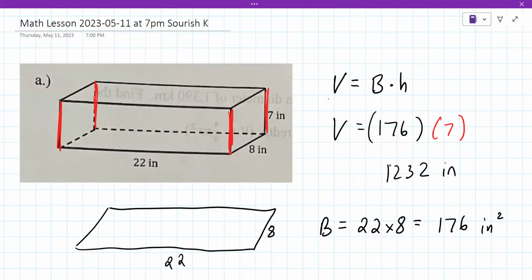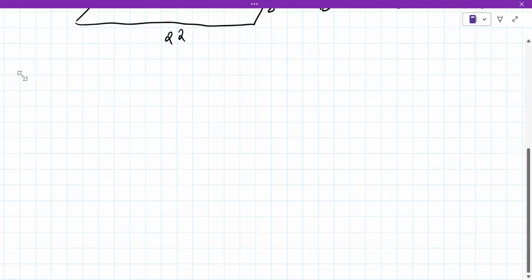Squared. That's area. Cubed. Cube. Very good. All right. So now we can do surface area. So let's take a look and do surface area.